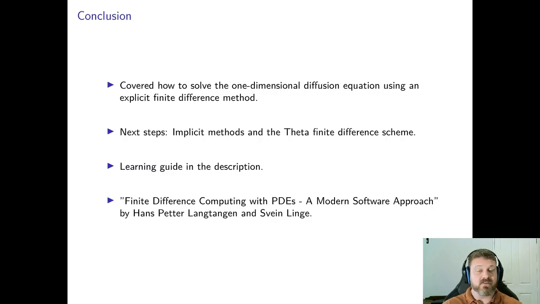So we covered how to solve the one-dimensional diffusion equation using an explicit finite difference method. If you wanted to study a little bit further, you'd need to look at what are known as implicit methods, where we use a backwards difference approximation or a central difference approximation to compute our derivative. And you could look at things like the theta finite difference scheme, which is a weighting between implicit and explicit methods. In the description of this video, I have a brief learning guide, which is really what a class outline would look like if you were to take a course like this at a master's level in financial mathematics.